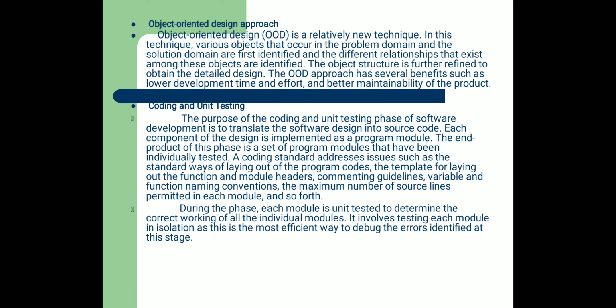Coding standards address issues such as the standard ways of laying out the program code, the template for laying out the functions of the module headers, naming guidelines such as variable and function naming conventions, the maximum number of source lines permitted in each module, and so forth. During this phase, each module is unit tested to determine the correct working of all the individual modules. It involves testing each module in isolation, as this is the most effective and efficient way to debug the errors identified at this stage.